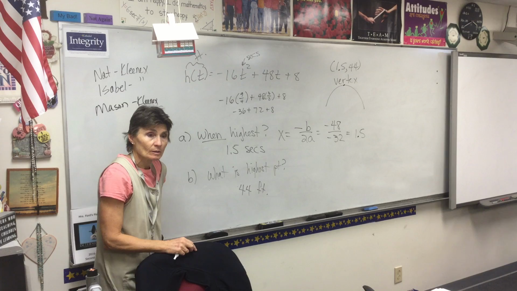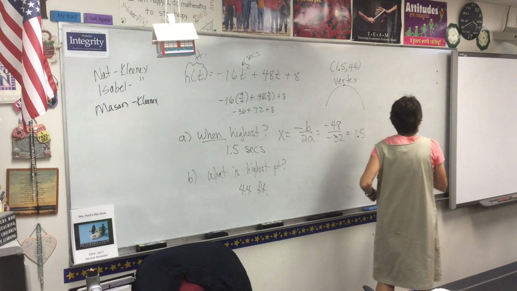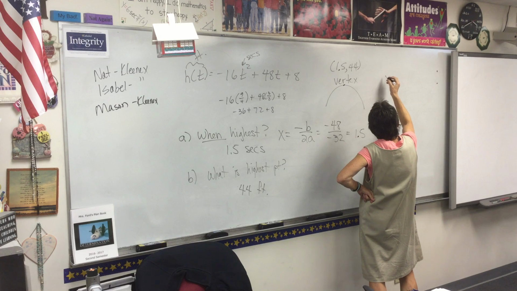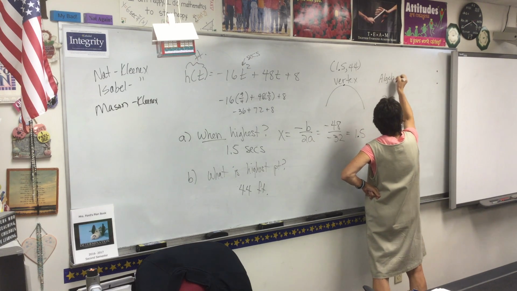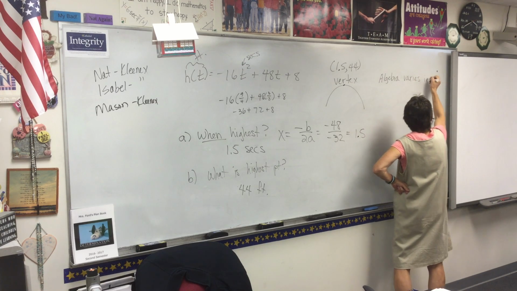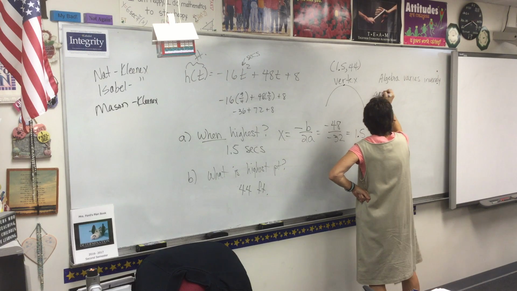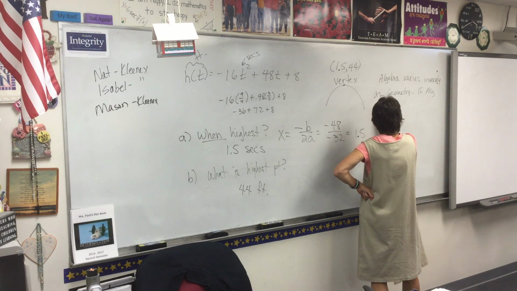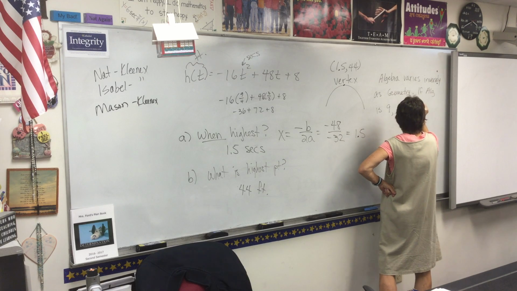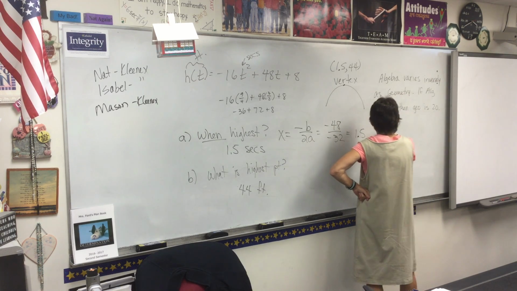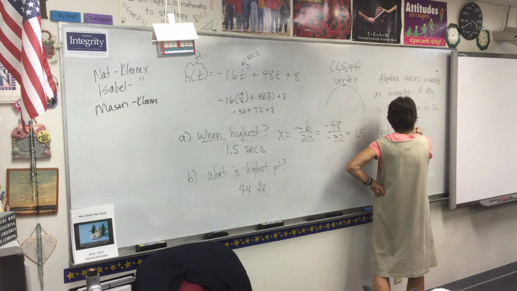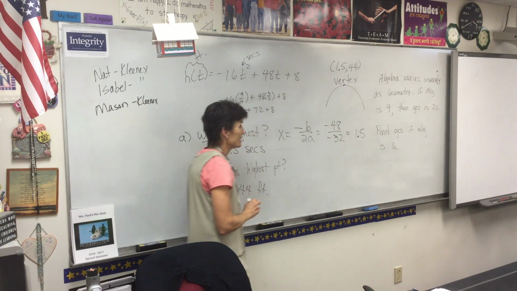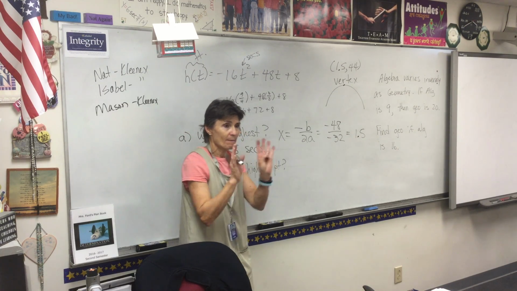Yeah. Temperature varies inversely. Okay. So we're going to do a variation problem now. Let's say algebra varies inversely as geometry. If algebra is 9, then geometry is 20. Find geometry if algebra is 16. Now that's a nonsense problem, but it makes no difference. The math is the math.